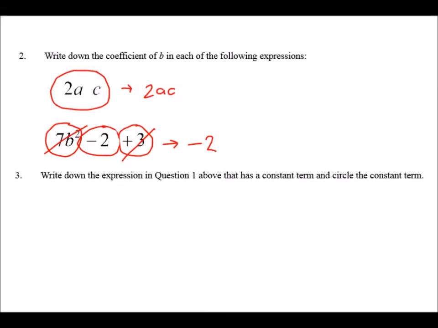Right, number 3 says write down the expression in question 1 and circle the constant term. Well, a constant term is always a number, because no matter what the variables are, it will never affect the constant term, because that can never change its value. So the constant term is +5 or 5.